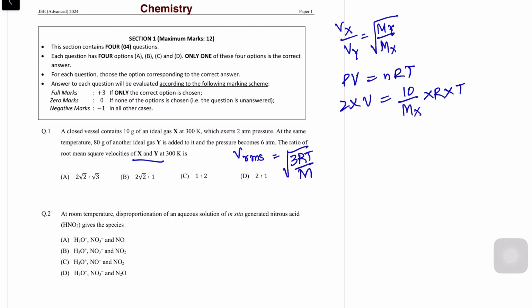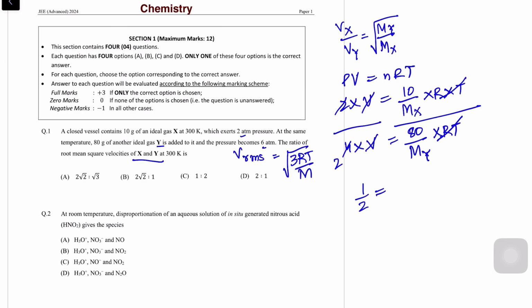Applying the ideal gas equation to gas Y: when gas Y is added the pressure becomes 6 atm. So the partial pressure due to gas Y is 6 minus 2, that is 4 atm. Again applying the ideal gas equation, 4 into V equals the mass of gas Y, 80, divided by the molar mass of Y, let's say My, into RT. Now dividing these two equations, RT gets cancelled out, V gets cancelled out, and 1 upon 2 is 0, 0 also cancels out. So we have My by 8Mx.